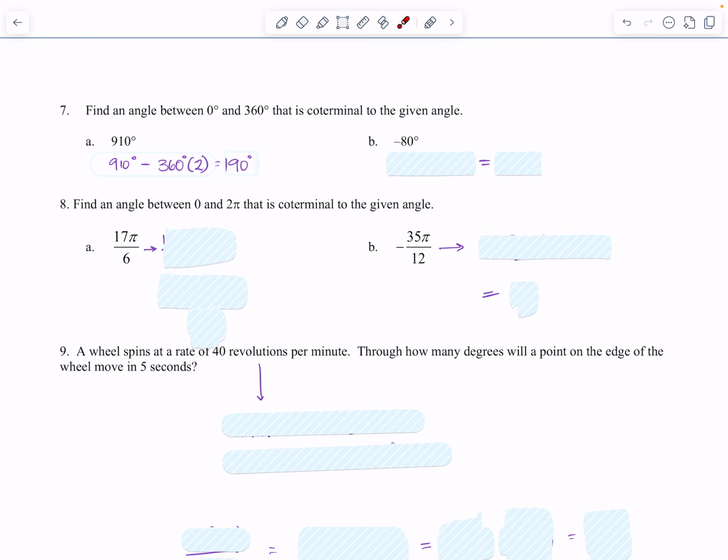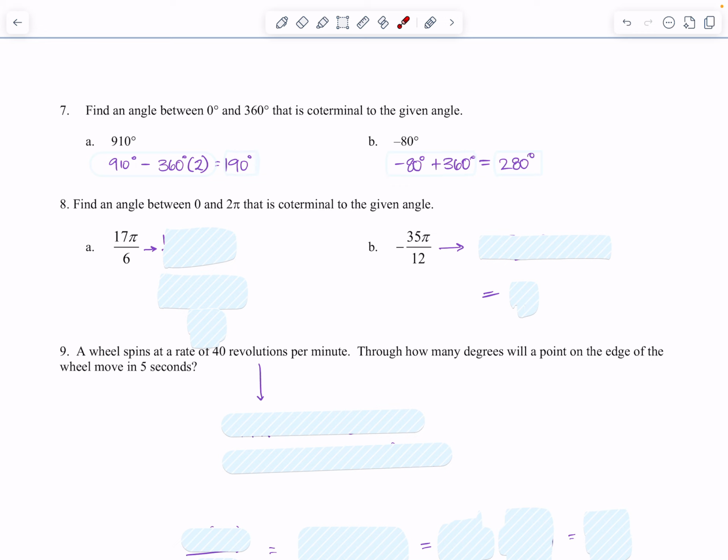For negative 80 degrees, I need to add a whole circle. And when I add a whole circle, I get 280 degrees. Now let's do the exact same thing for question number 8, only this time we're working in radians. So I want all of my angles to land between 0 and 2 pi.